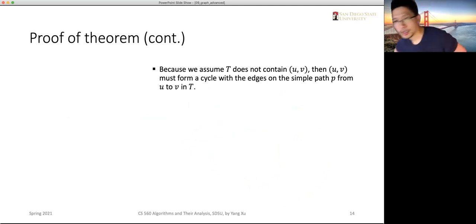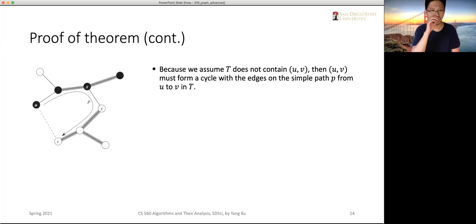Okay, right. So the first step is that because we assume that the minimum spanning tree that contains the current set A does not contain the light edge, then if we add that light edge to T, it must form a cycle with the edges on a simple path from u to v in T, okay? So what I showed in this graph is actually T, okay? So the edge here, right?